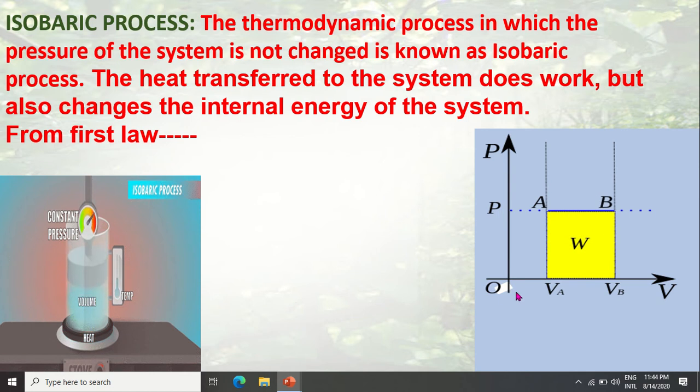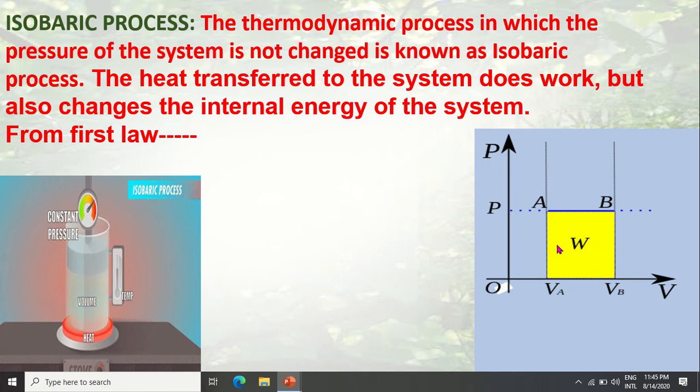Look at this graph. So here pressure remains constant. That means at point A the pressure is P, and at point B also the pressure is P. So you get a horizontal line that represents there is no change of pressure. But look here, at point A the volume which is plotted on the x-axis is VA, and the volume at point B is VB. So here the volume is changed, that means volume is increasing. So work is done, and this work can be calculated by the area below this line AB.